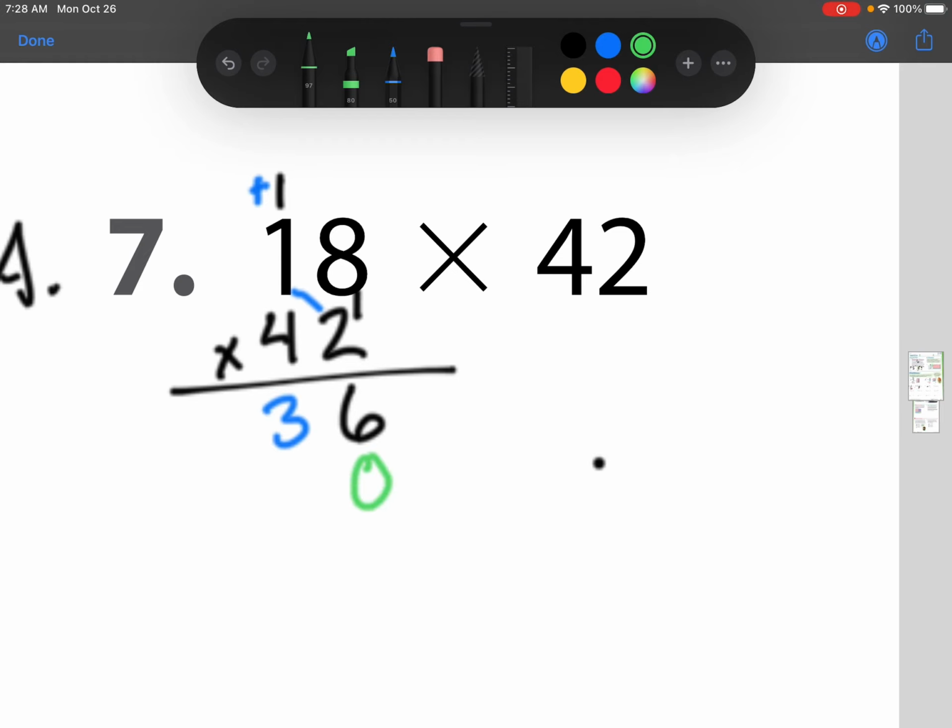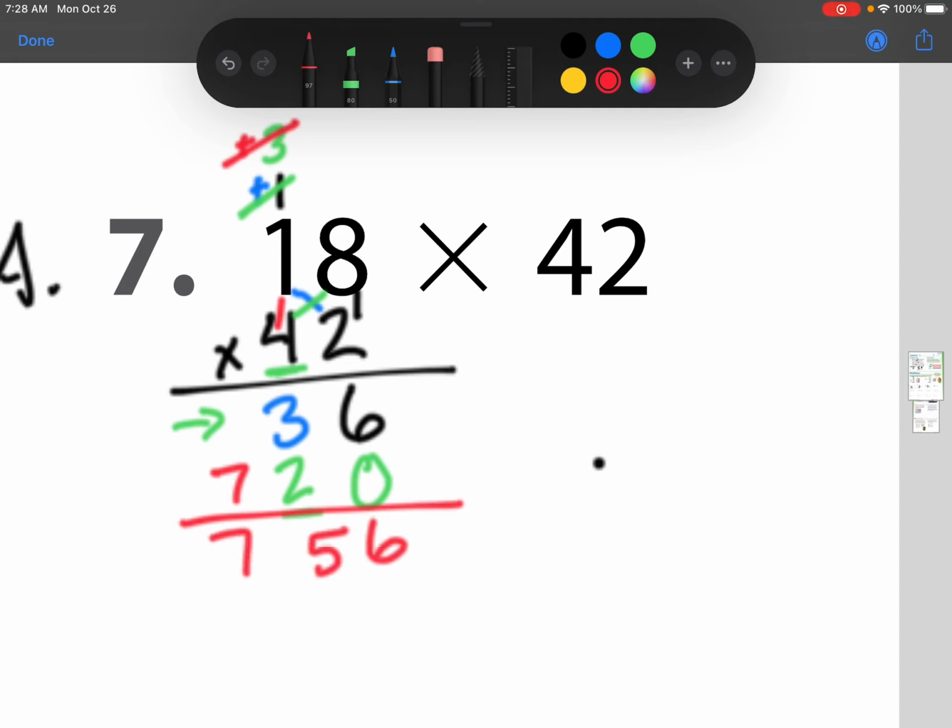Now I put a 0 in. Why is that? Well, because I'm starting with the tens place value, so I need to start in the tens place value for the product. 4 times 8 is 32, so I put the 2 down, and I regroup that 3. Remember, I already added this 1 from this row. So now I have 4 times 1 is 4, plus 3 is 7. So now let's add them up. 756.